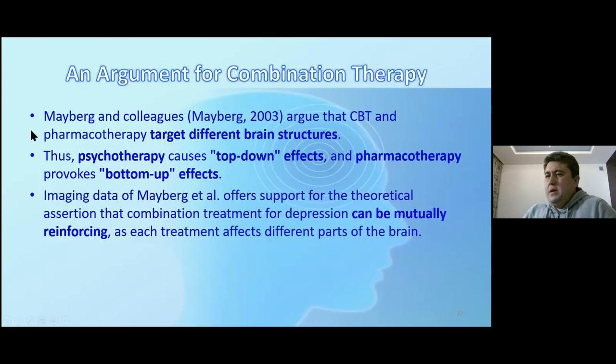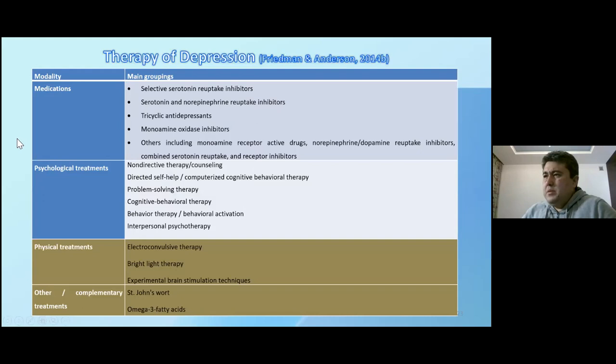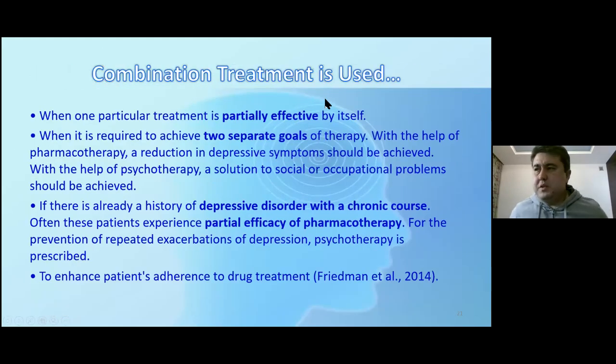So, combination treatment. What is combination treatment? Combination treatment is the combination of psychotherapy and pharmacotherapy, and it is indicated when one particular treatment is partially effective by itself, or when we need to achieve two separate goals of therapy. Because, for example, pharmacotherapy can help us to reduce depressive symptoms, and psychotherapy could help to find a solution to social or occupational problems.